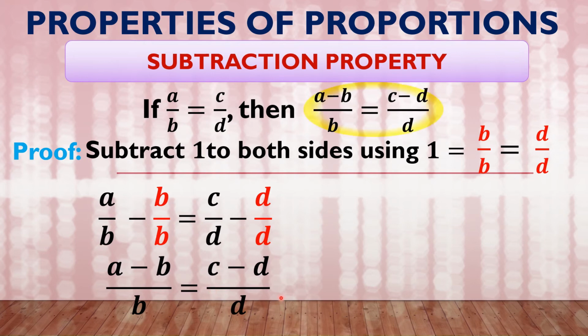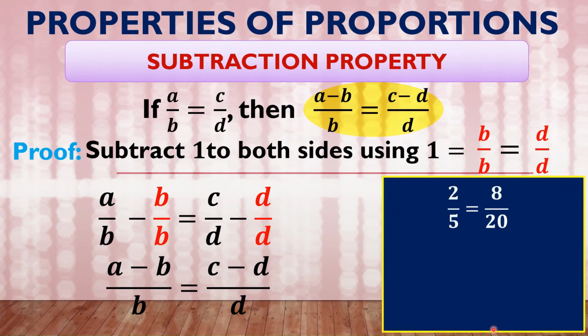So, we have proven that if A over B equals C over D, magkakaroon tayo daw ng isang proportion na equal din. Paano? Subtract, no? A minus B over B is equal to C minus D over D. Example.